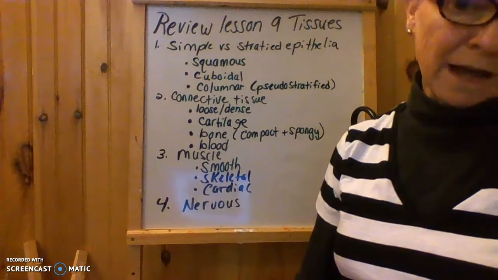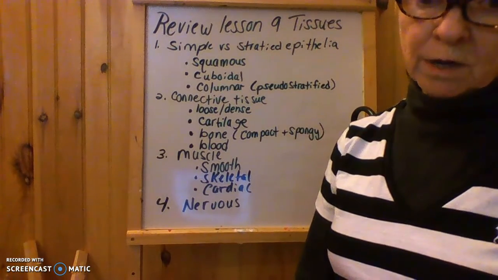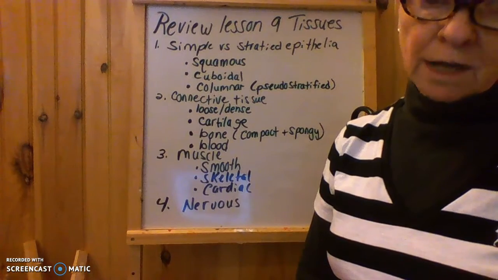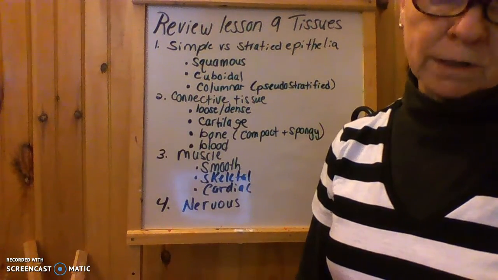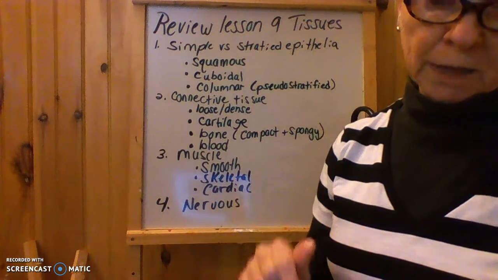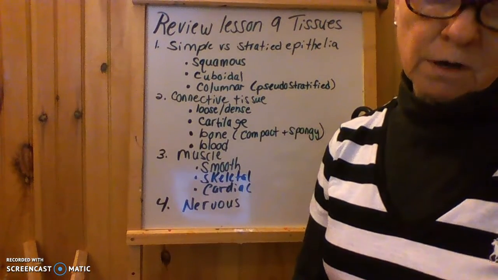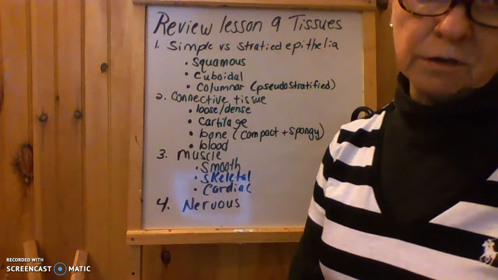So welcome to Lesson 9, a review on your tissue types. So a question you would have is, what will exactly be on the test? You will have a rather standard looking test. It won't be multiple choice. It would be a fill in the blank or short answer response. And so let's go over the 4 types of tissue, remembering that we started with epithelial tissue.